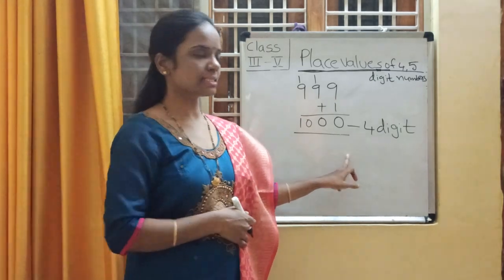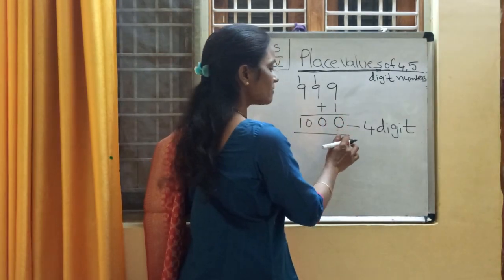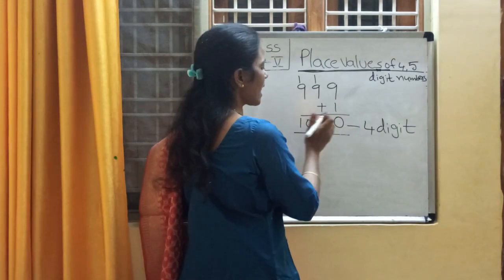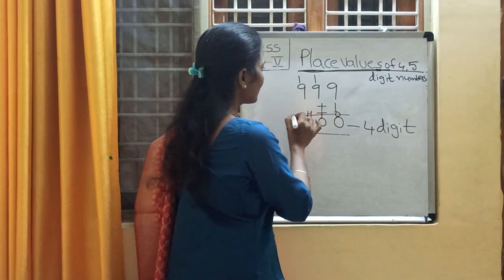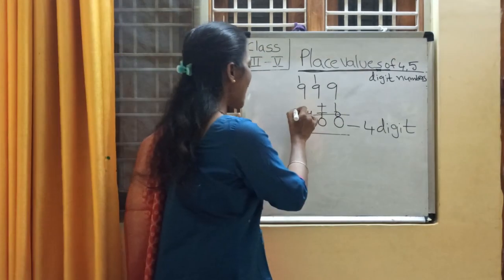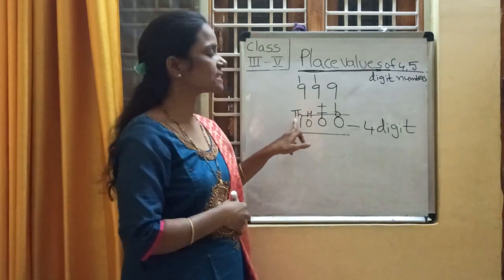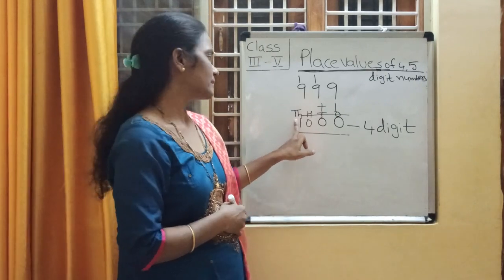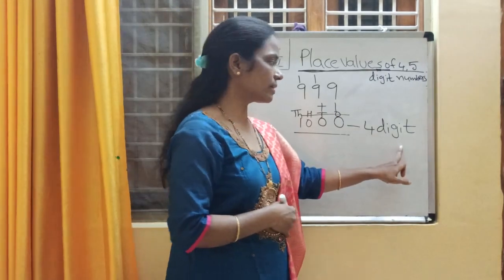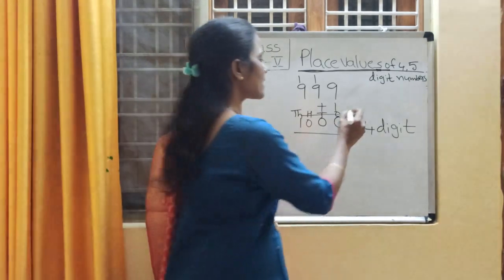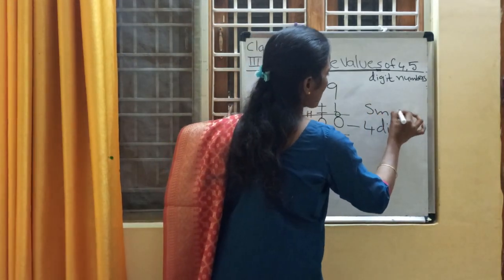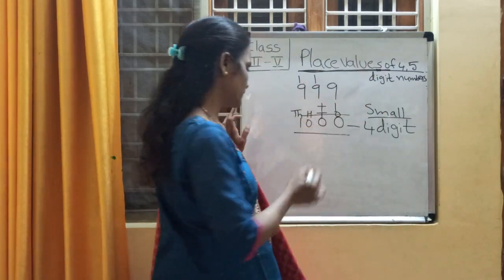And write down the places children. We need to write always from right to left. 1's place, 10's place, 100's place, and a new place is added, that is 1000's place. And so 1000 is a 4-digit number, and that too, it is the smallest 4-digit number.